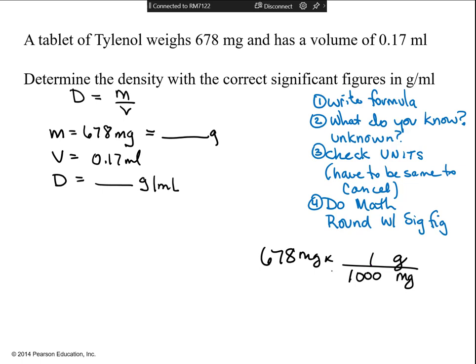So this one, milligrams and milligrams will cancel. So this is 0.678. 678 divided by 1,000 moves the decimal 3 places over to the left. So now I got grams. Do I have milliliters? Yes. So now my units are right. So now I'm just going to divide them. So density is mass divided by volume. So 0.678 grams divided by 0.17 milliliters. And what do you end up with?